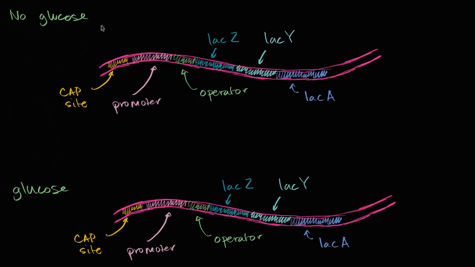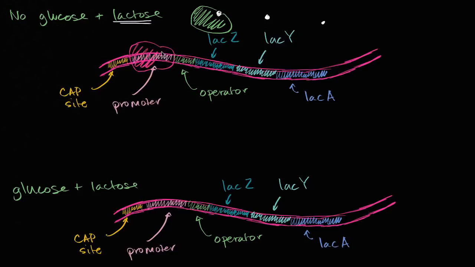So I'm going to think about no glucose, but we do have lactose, plus lactose, and in here you have glucose plus lactose. Well, the lactose part, if we have lactose around, then we're going to have the allolactose around, and we just covered this scenario. The allolactose binds to the lac repressor, keeps the lac repressor from binding to the operator, and so your RNA polymerase is able to actually perform the transcription.